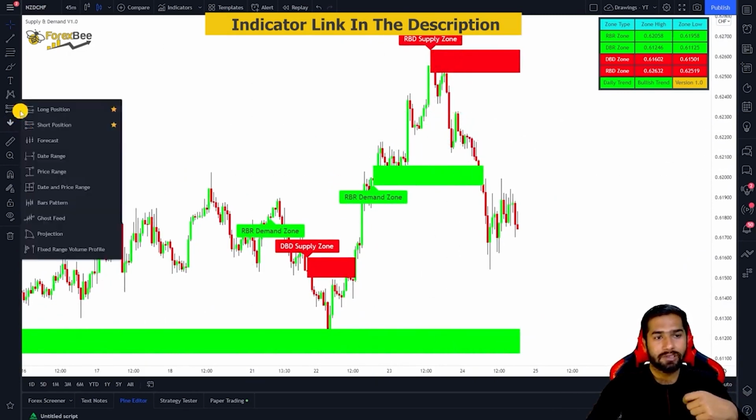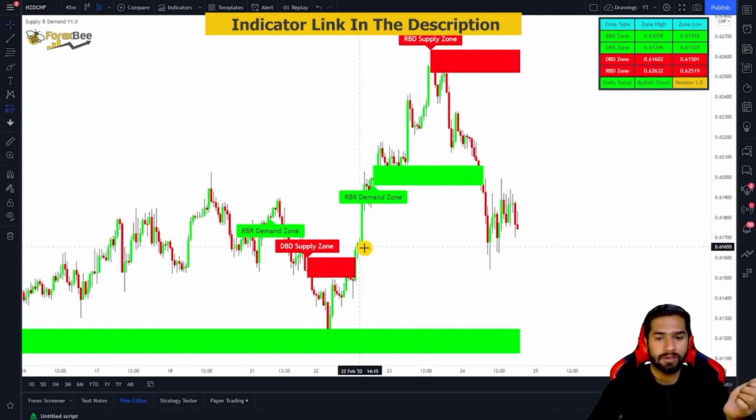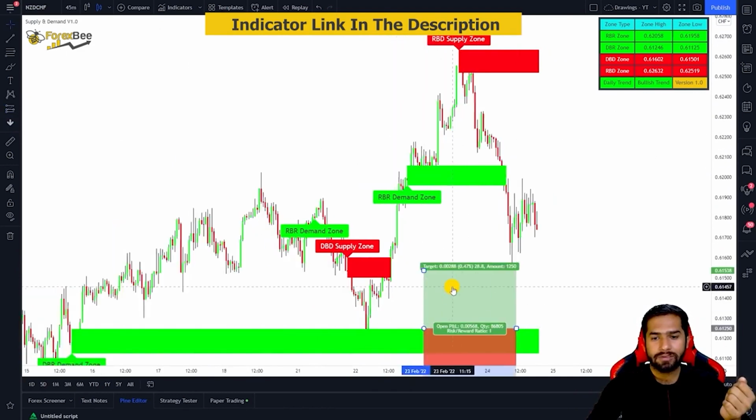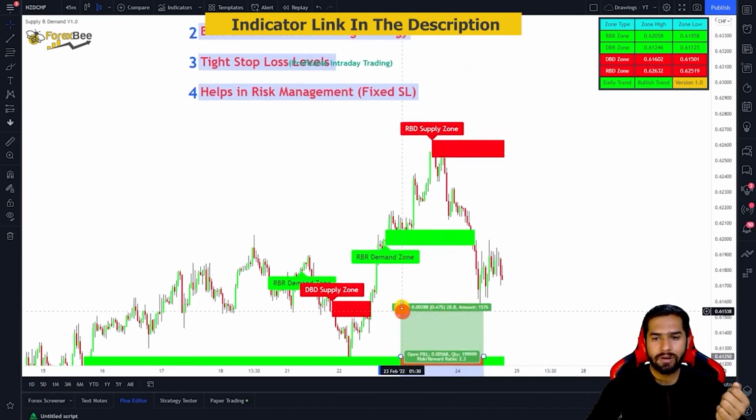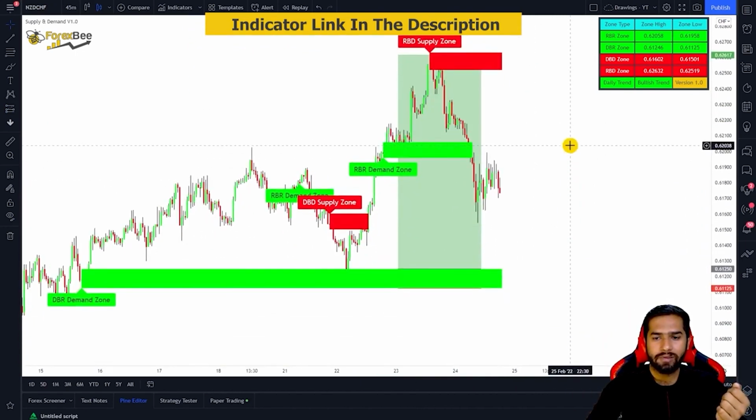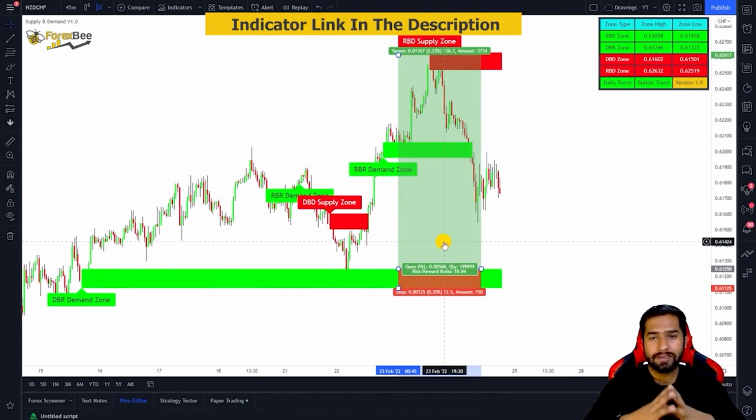So let me just show you what would have been the risk to reward ratio in this case. Let me zoom out, and our target could have been anywhere around that. So that's an almost 11 to 1 risk to reward ratio, which is again very good.